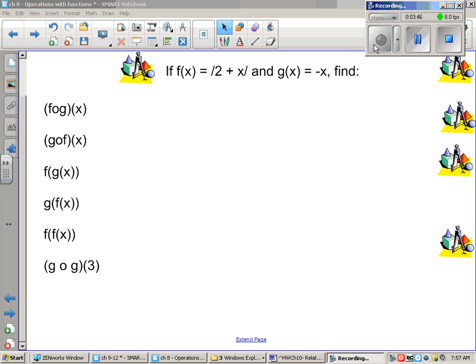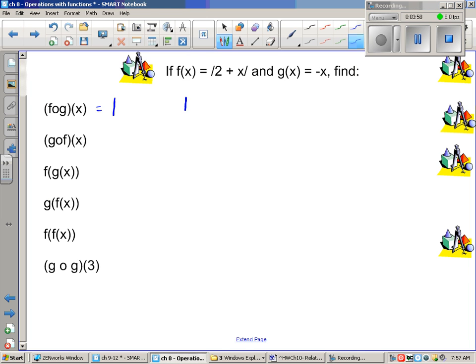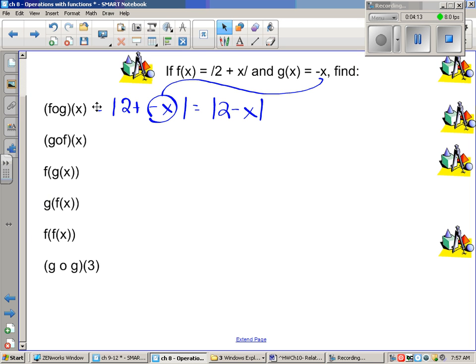All right, let's try another one. This next one says f of x equals the absolute value of 2 plus x, and g of x is negative x. So f of g, again, means we start with the function f, 2 plus, but in place of that x, I'm going to put negative x, because that's g. And so this would have been written as the absolute value of 2 minus x. All right? Same exact result.